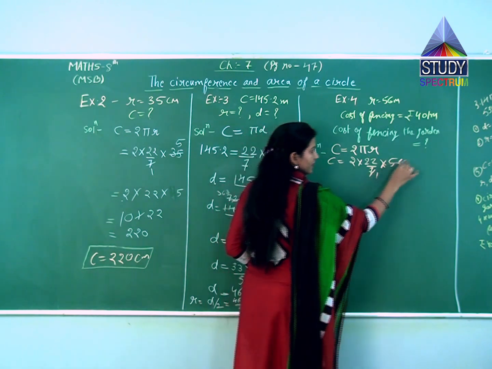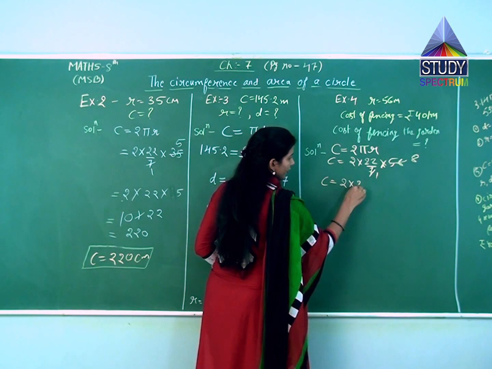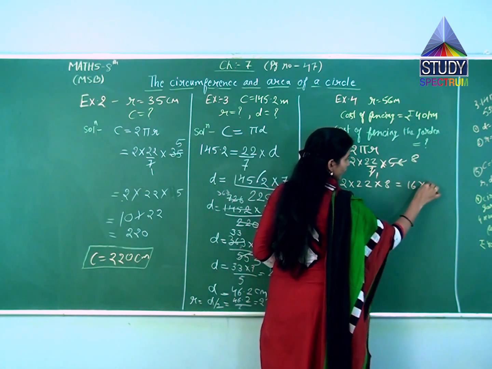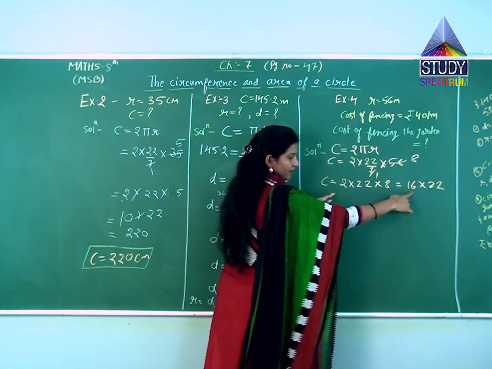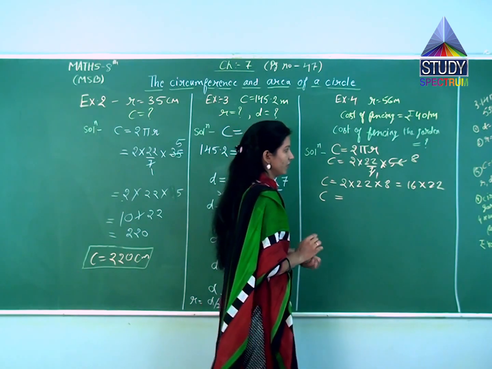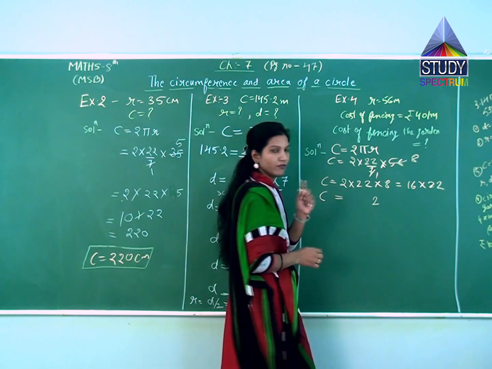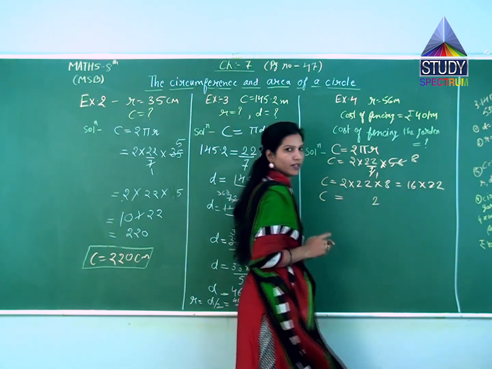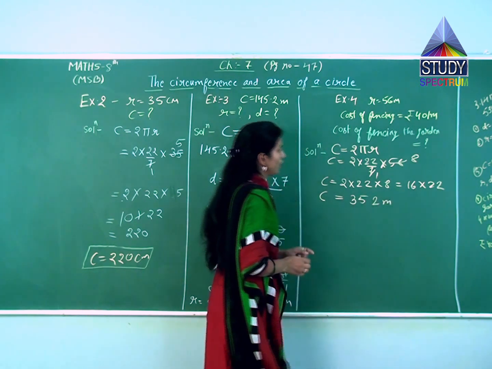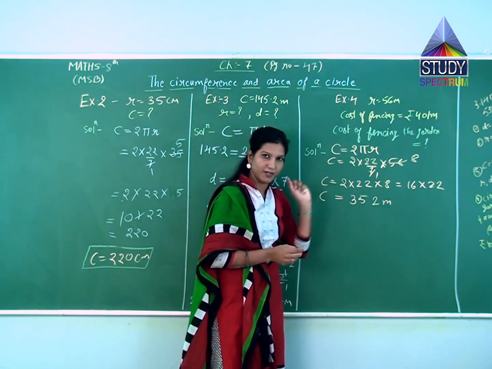Now c is equal to 2 as it is, pi 22 by 7, and r 56. Here 7 ones are 7, 7 eights are 56. So c will be 2 into 22 into 8. That is equal to 16 into 22, because 8 twos are 16, into 22. And the answer for 16 into 22: 16 twos are 32, 2 here, 3 carried. 16 twos are 32, 32 plus 3, 35. So the circumference for the circular garden will be 352 meters.